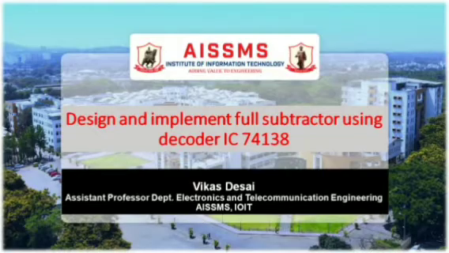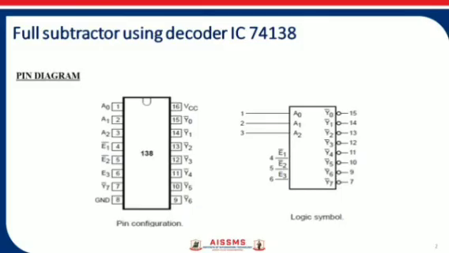Today in this lecture, we are going to discuss how to design and implement a full subtractor using decoder IC 74138. If I check the pin configuration of 74138, we can say that it is nothing but a 3:8 demultiplexer, because three input lines are available, that is A0, A1, A2, and 8 output lines are available, Y0 to Y7.